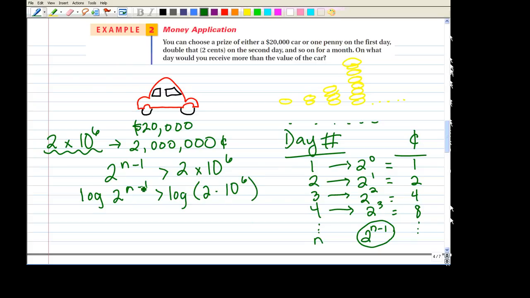Now in this first part here, I've got an exponent behind this log, so I can move that to the front. So I'll have n minus 1 times log of 2. And then on the right hand side, I've got multiplication, so I can split that into 2 logs being added. So I'll have log of 2 plus log of 10 to the 6th. Well, again, there I've got that exponent, so I can move that to the front, or if you catch it, I have log of 10 here, that's a base 10, so that part would cancel. This is just equal to 6. So this right hand side, I've got log of 2 plus 6.